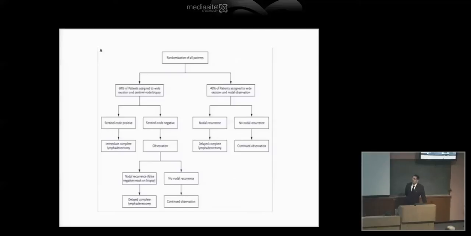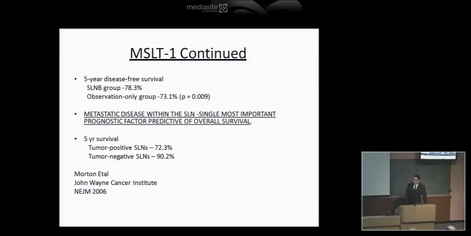The patients who underwent a sentinel lymph node biopsy, if the lymph node was positive, underwent an immediate complete lymphadenectomy, and if the lymph node was negative, they were observed for future occurrence of nodal lesions, at which time they underwent lymphadenectomy. The patients who underwent only wide local excision were watched for nodal recurrence. They did not undergo sentinel lymph node evaluation, and they underwent delayed complete lymphadenectomy if a nodal recurrence were to happen in future. MSLT1 was started in the 90s.